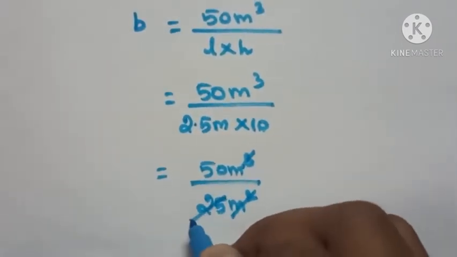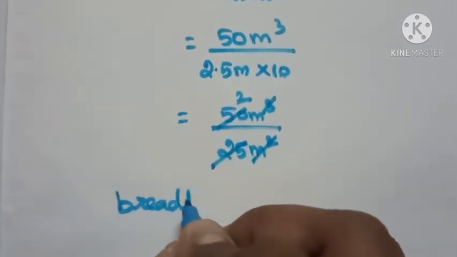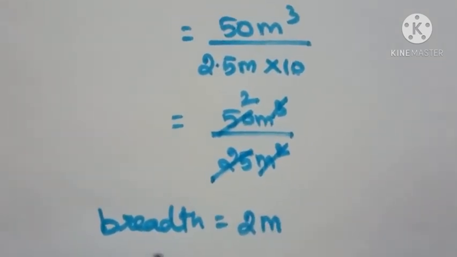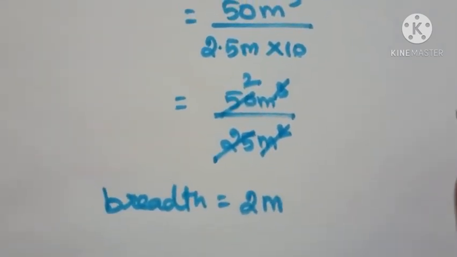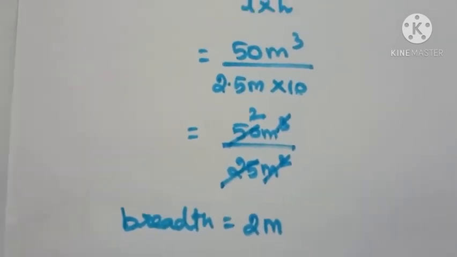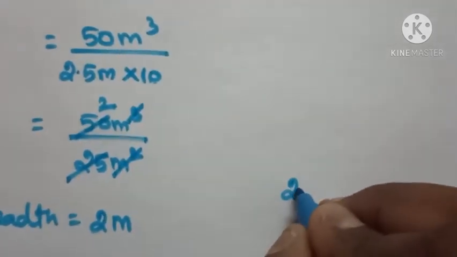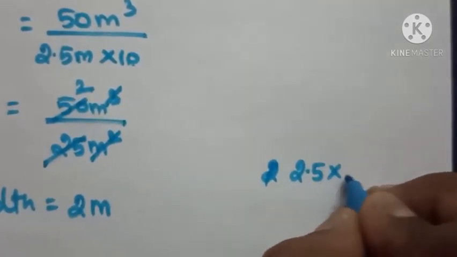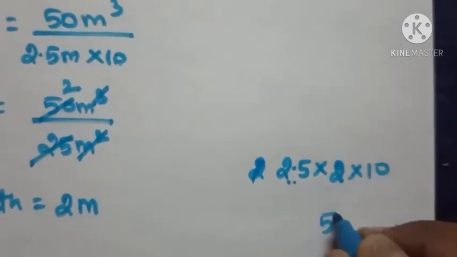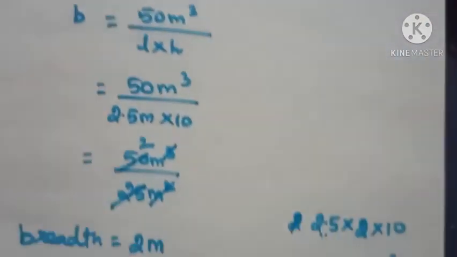So 25 twos are 50. So the breadth is equal to 2 meter. Okay, so the breadth of the cuboidal tank is 2 meter. Now you can check everything. So 2.5 into 2 into 10. 2 into 2.5, 5, and 5 times 10 is 50 meter cube. We got the same 50 meter cube.